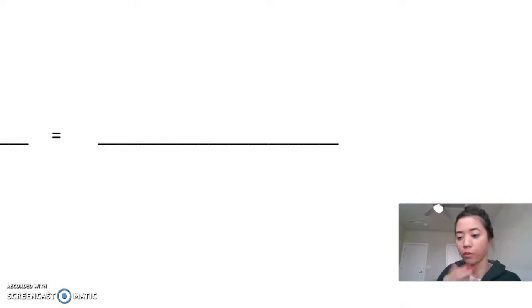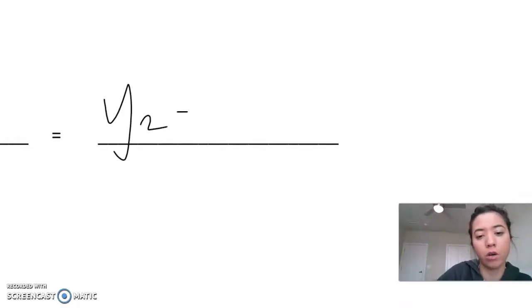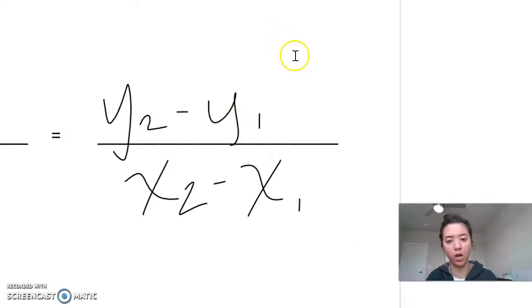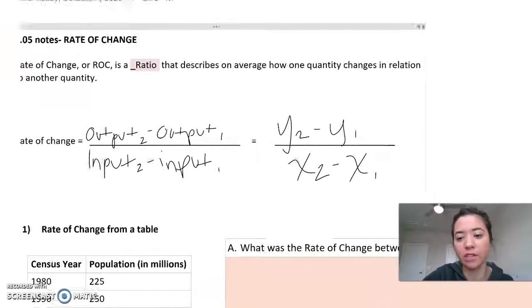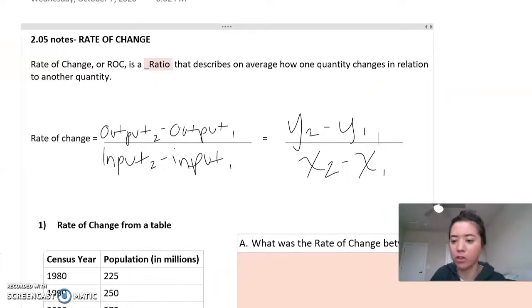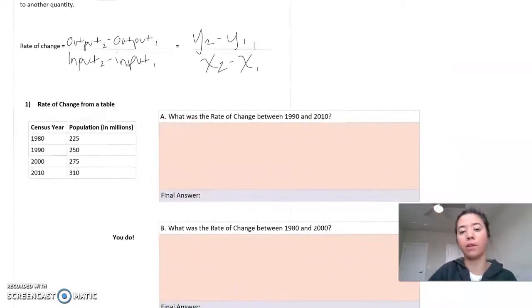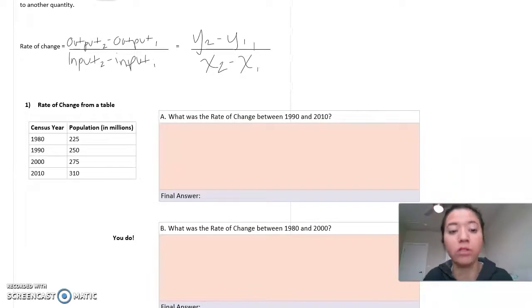The way that you'll most often see it in our class that we'll calculate it is our y2 minus our y1 over x2 minus x1. So again, this we could read as our change in y over our change in x. And that just means our second y value minus our first y value, and then our second x value minus our first x value. Now we can calculate rate of change when we're given both tables and graphs.